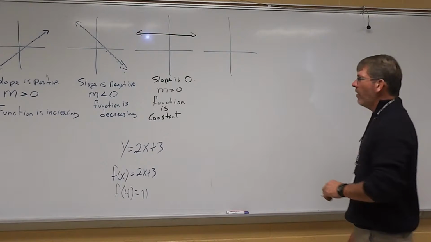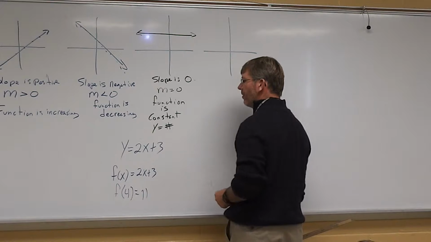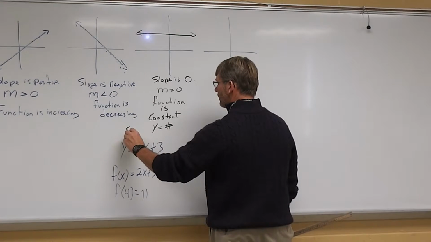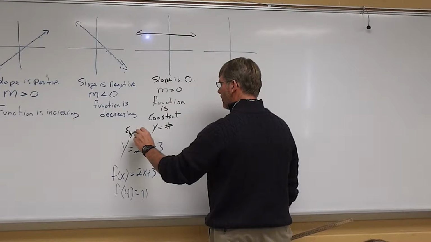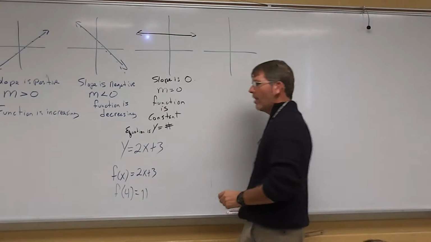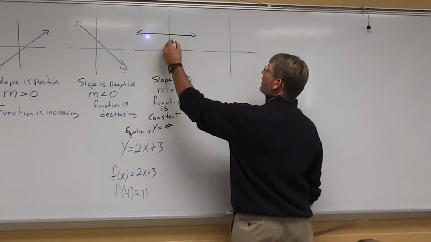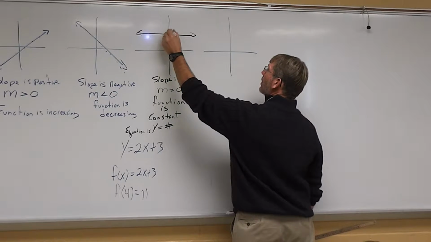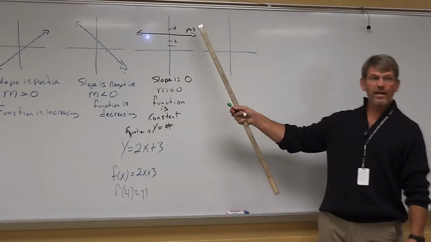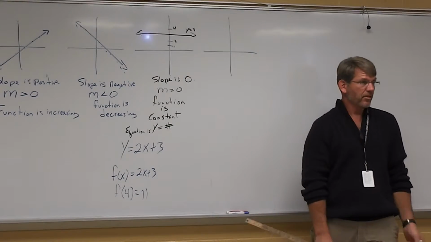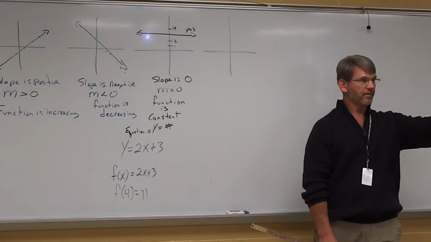The equation of a horizontal line is always going to be y equals some number. Like this guy right here, here might be y equals 3. Y is always 3. It never changes. There's not even an x to substitute in there, is there? Y is just always 3. It's always the same thing.